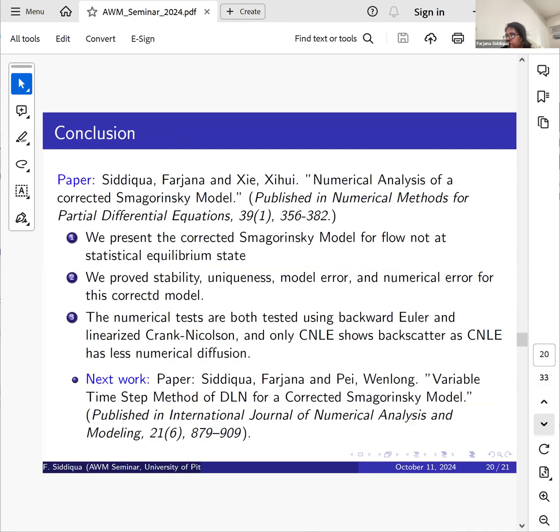So overall, our takeaway from this problem is that this model captures the backscatter phenomenon, and it is very sensitive to the time discretization method we choose. That's why our next project asked: how about we choose a variable time step, and how does this model react? You can see the next work here. This paper is published in the NMPD journal, and the next paper is published in the IJMAM journal. All right, that's all. If you have any questions, you can ask me.